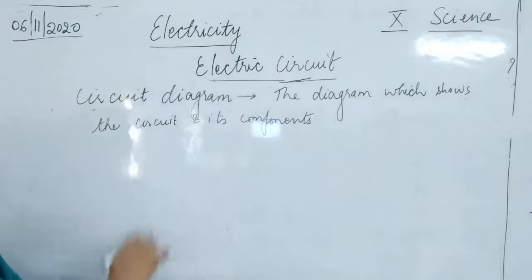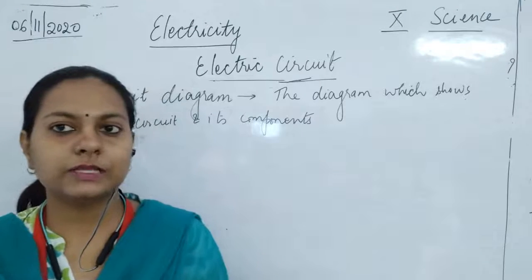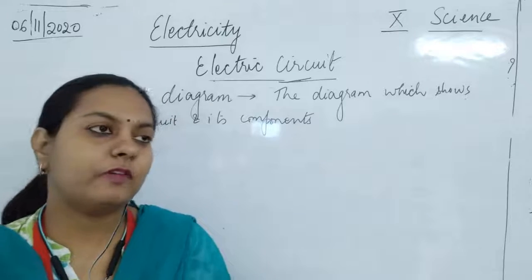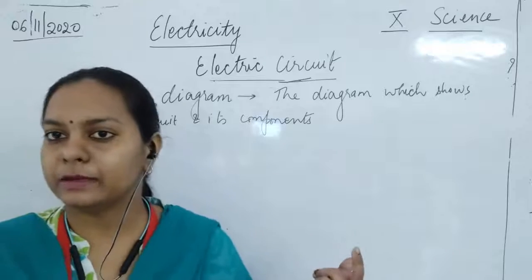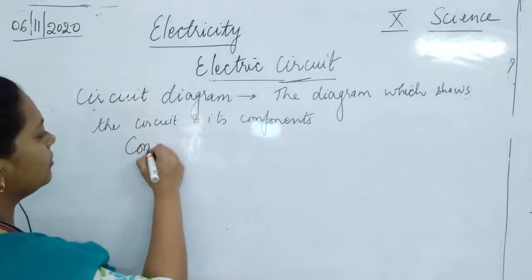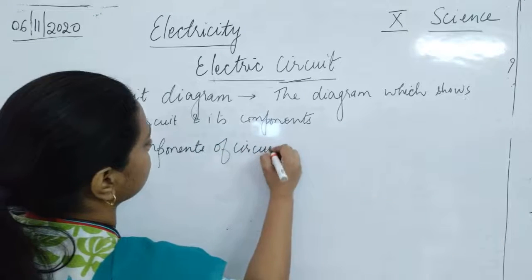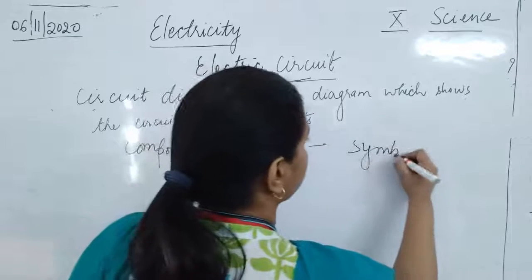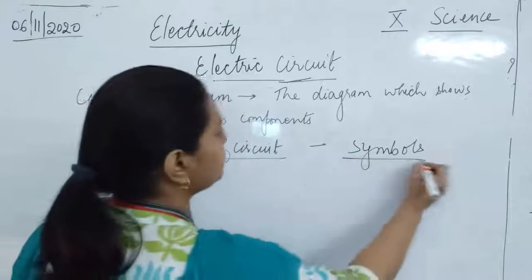Now children, a circuit diagram could be drawn in two ways. What are these two ways? Either we will use the complete diagram of each and every component: wire, switch, battery, as I drew earlier. Or we can use symbols. The components of the circuit could be shown with the help of symbols.